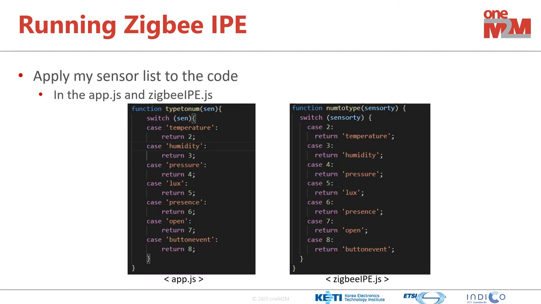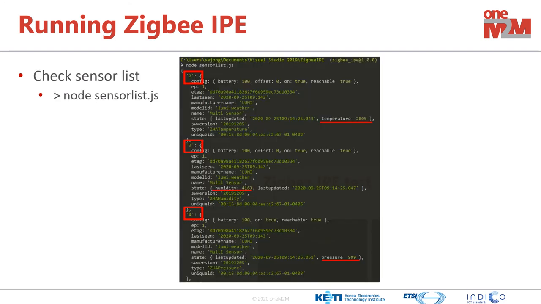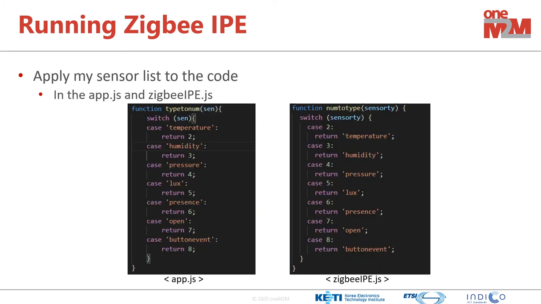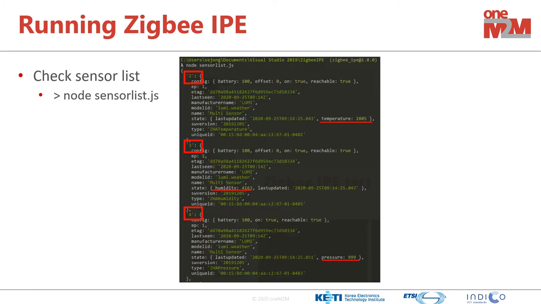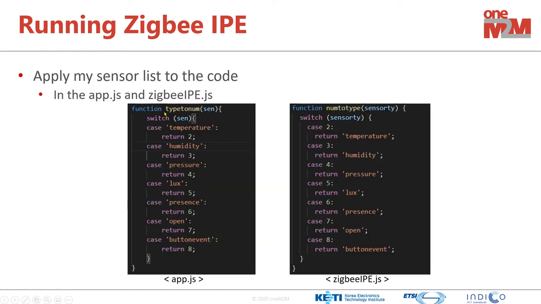In the app.js and the Zigbee IPE.js, there is the mapping between the sensor ID of the Deacon, like 2, 3, 4, and then the properties of those devices, like sensor 2 has the temperature, sensor 3 has the humidity, sensor 4 has the pressure. So this is a mapping in one way, and the other way of the mapping is written here.